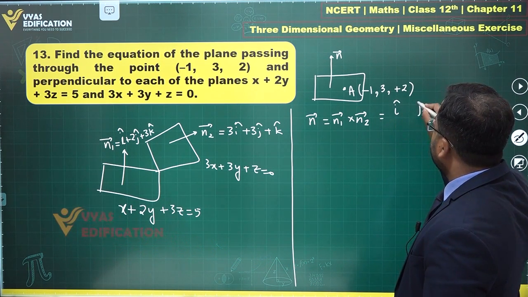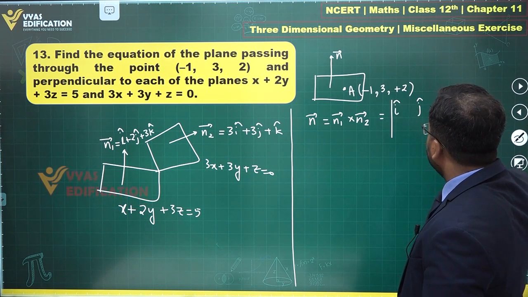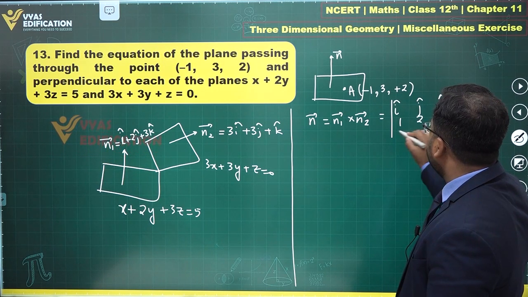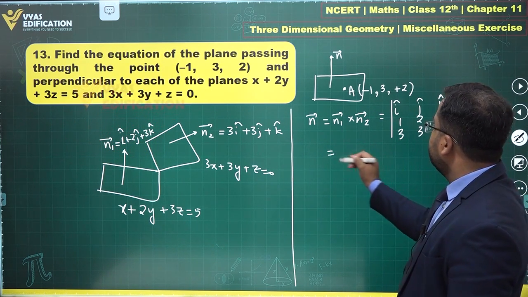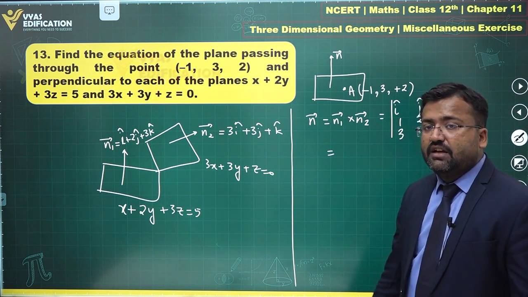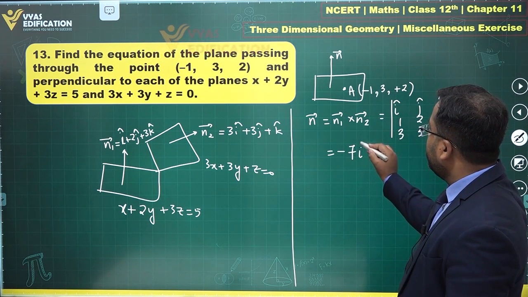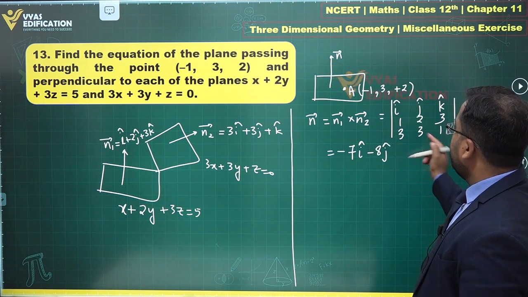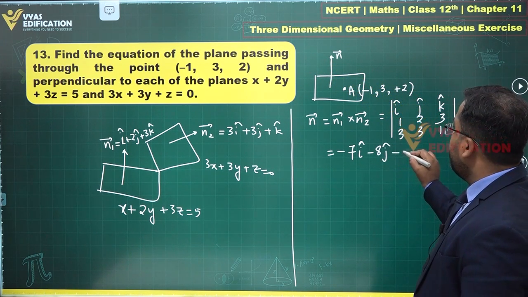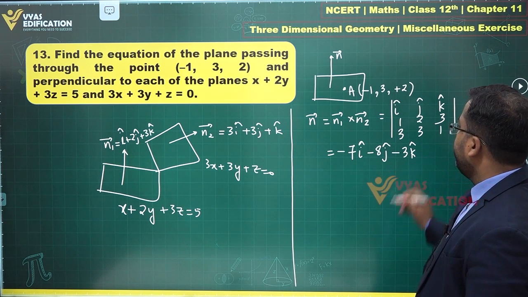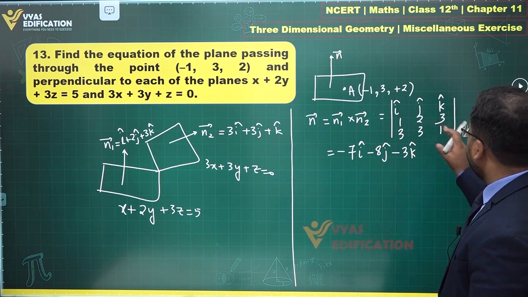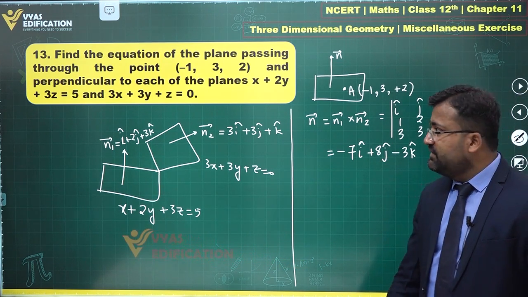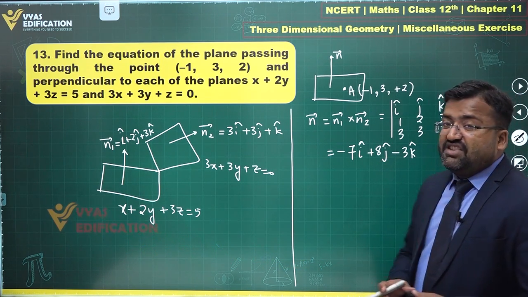That is i cap, j cap, k cap. You can use this determinant to solve this. The first row is 1, 2, 3. The next is 3, 3, 1. This is 2 minus 9, which is minus 7 i cap. Then you have 1 minus 9, which is minus 8 j cap. Then you have 3 minus 6, which is minus 3 k cap. Please check that carefully. The j component is 1 minus 9, which is minus 8. This becomes a plus 8, because there's an extra minus, right? So this is what you get. This is the n vector.